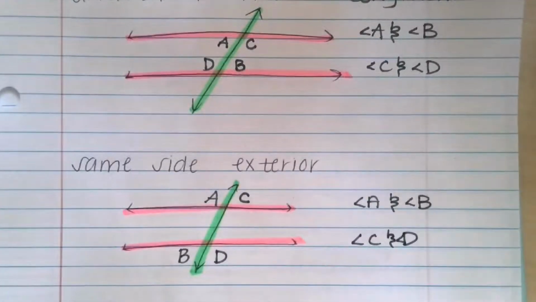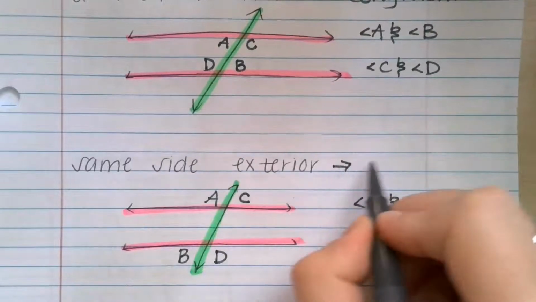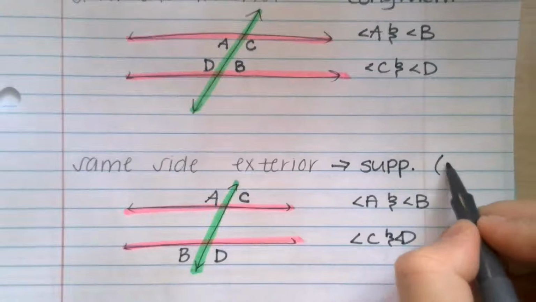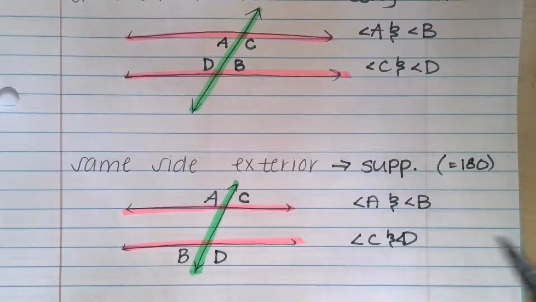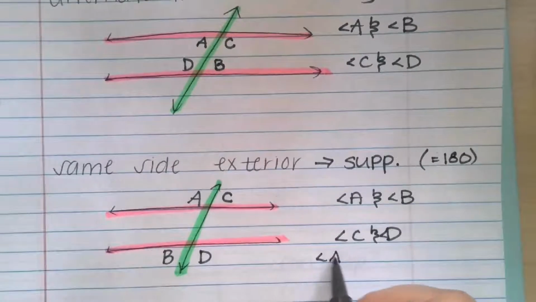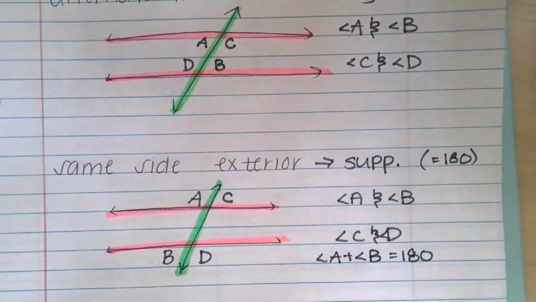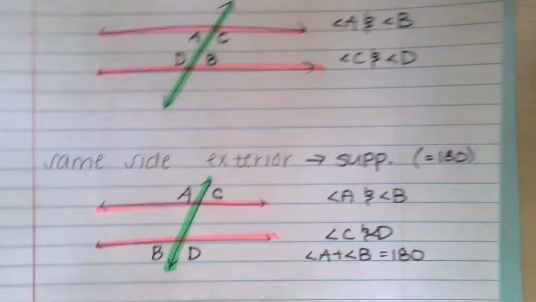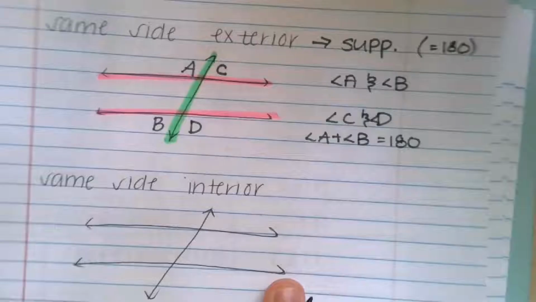So this one's a little different. These aren't going to be congruent. They're going to be supplementary, meaning when they're added together, they're going to equal 180 degrees. So angle A plus angle B equals 180 degrees. Right? Up next, we have same side interior.